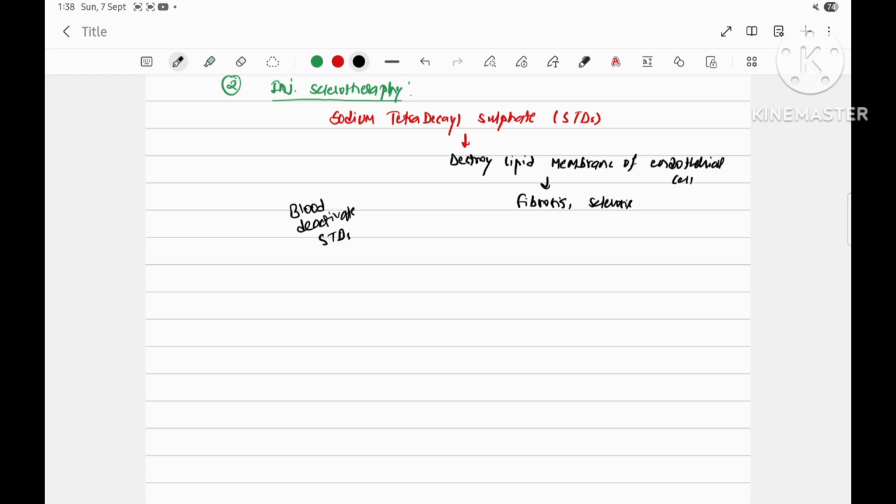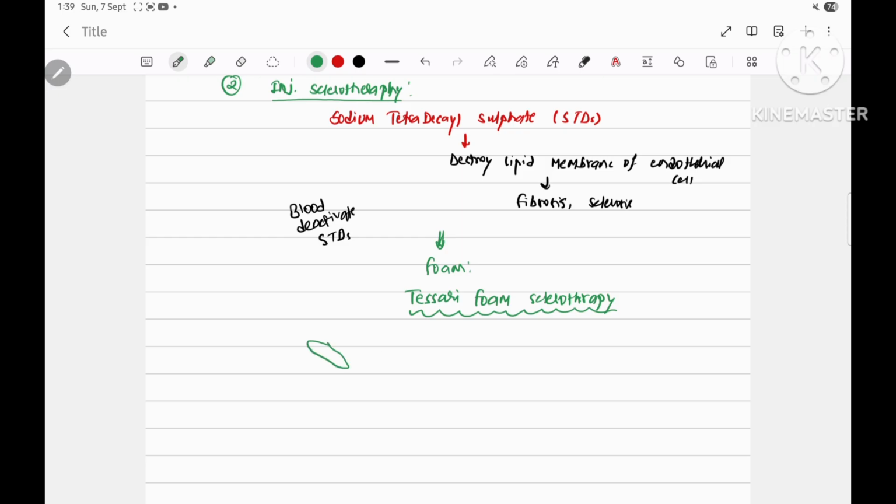So what we do, we prepare this STD in the form of foam, where we mix this STD with air. The foam sclerotherapy which we commonly use is the Tessari foam sclerotherapy. In this Tessari foam sclerotherapy, we use two syringes.